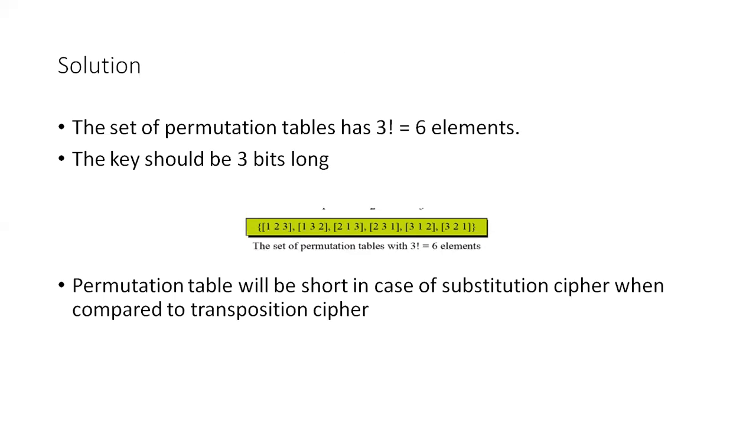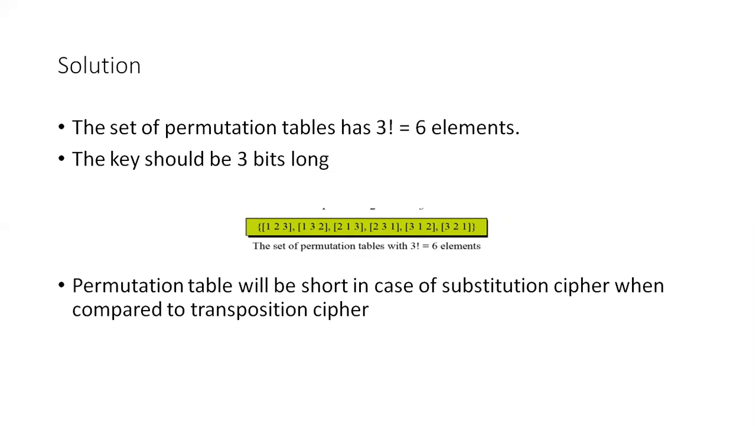Solution. The set of all permutation tables has 6 elements, and the key should be 3 bits long. So for 3-bit keys, the permutation combinations are 123, 132, 213, 231, 312, and 321. So altogether we have 6 different possibilities. If the number of bits in the key is 4, then it leads to 24 different possibilities.